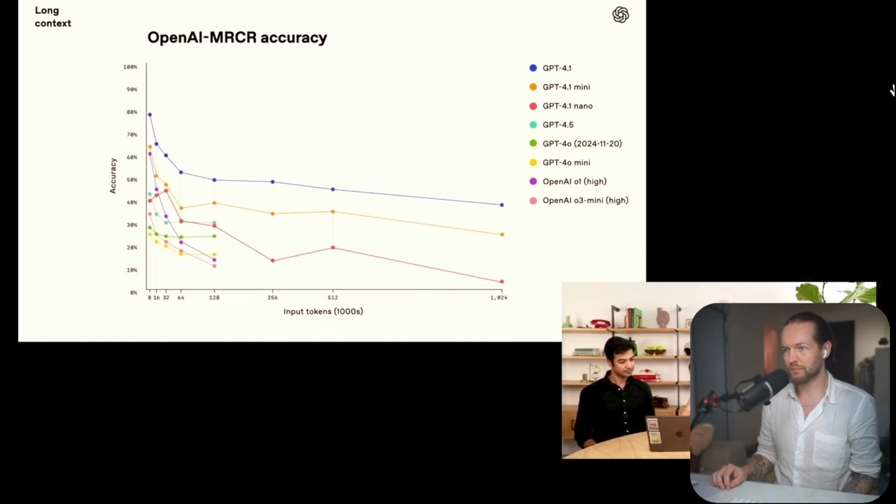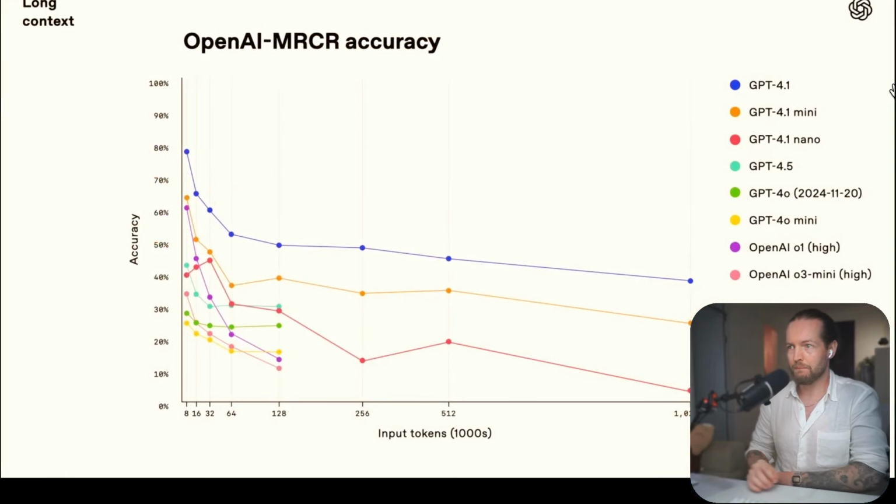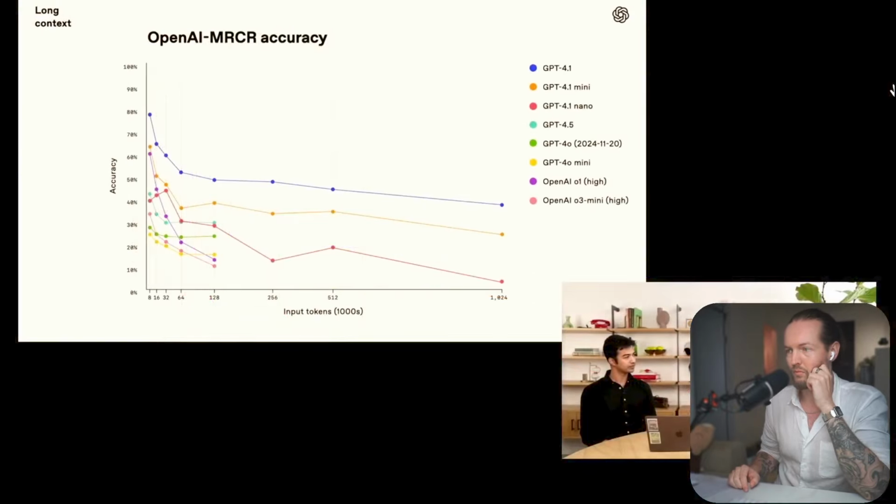So we've also created an eval called OpenAI MRCR, and this is a more challenging way of determining how well the model does on long context. So you can see that GPT 4.1 in blue exceeds GPT 4.0 in green significantly, up to 128K tokens, and it holds up quite well all the way up to 1 million tokens. This eval is actually really complex. Can you explain a little bit more about how it works?